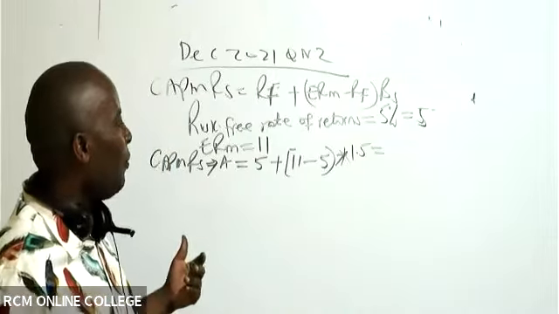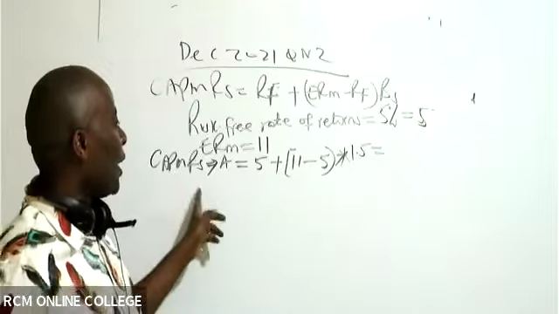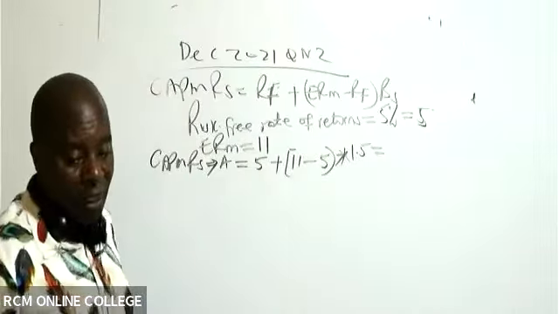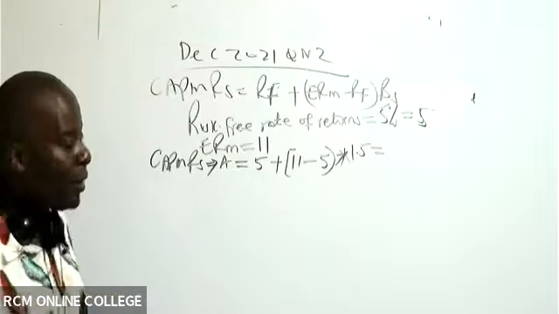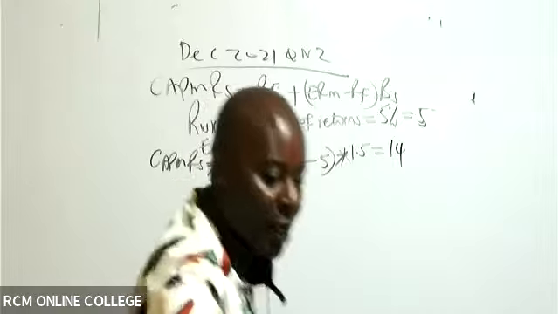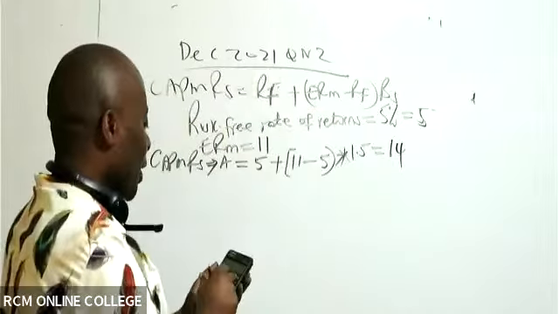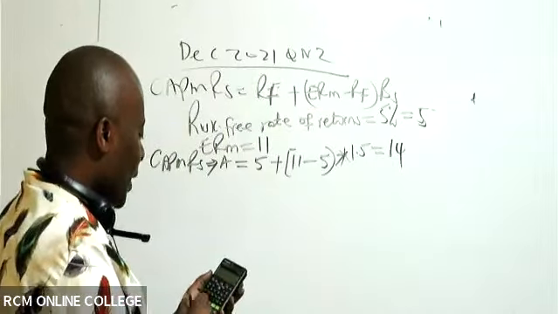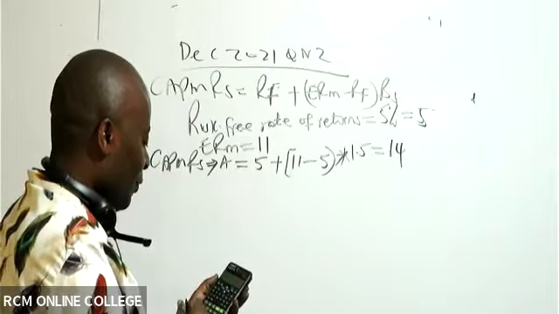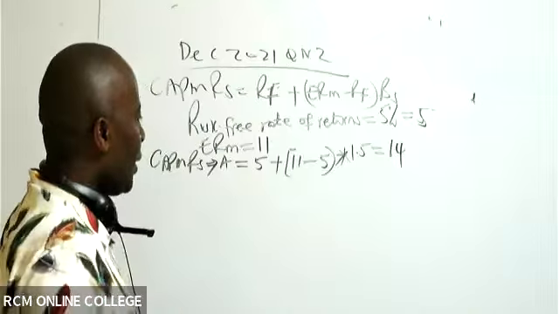So somebody is already giving me an answer here for CAPM returns of A. Somebody is giving me 14. Please use your calculator very well. Everybody must use their calculator very well. So we have here 5 plus, open brackets, 11 minus 5, times 1.5, equals, we're getting 14.